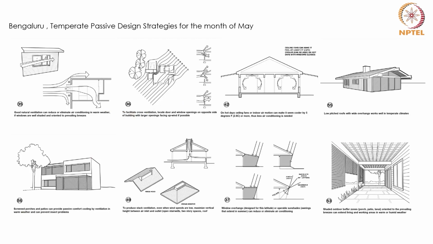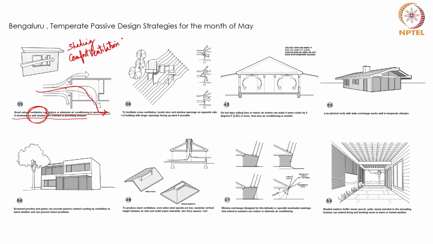So, what are the passive strategies to be followed in Bengaluru for the month of May? Good natural ventilation, which we have already called comfort ventilation, can reduce or eliminate air conditioning in warm weather if windows are well shaded and oriented to prevailing breezes. So, shading and comfort ventilation, as we have already seen.